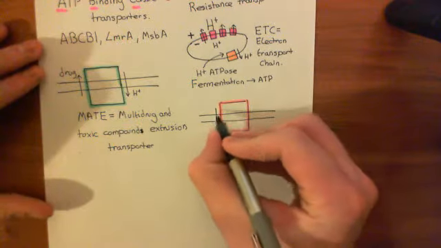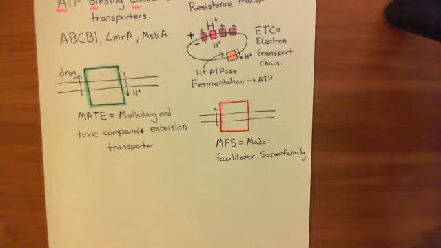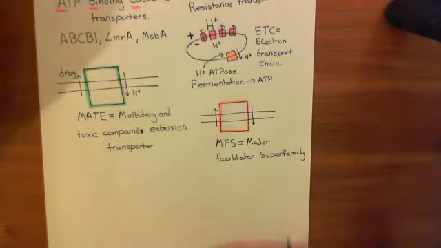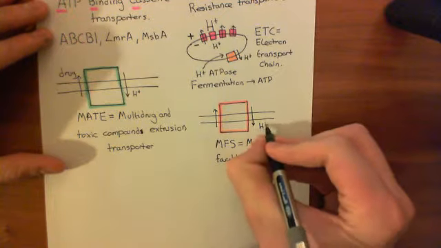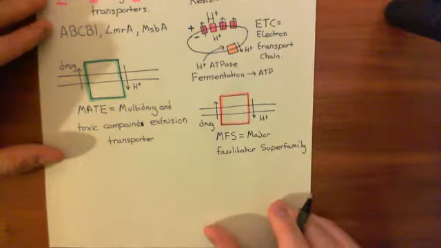And again, I'll repeat myself because it's worth repeating: the ABC transporters are the only known bacterial drug transporters which work via primary active transport, because both secondary and primary are active transport mechanisms. So protons come in, drug goes out. So that's the Major Facilitator Superfamily.